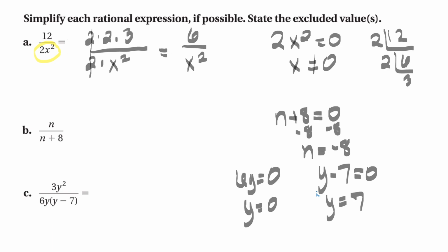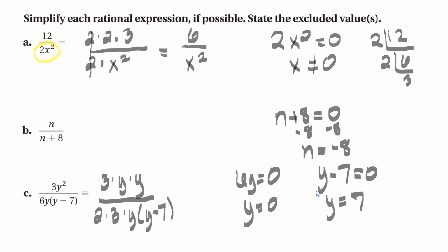Now we want to go ahead and simplify by factoring. So our numerator is 3 times y times y. Our denominator, we're going to factor out the 6y, so we're going to do the prime factorization of 6. So 6's prime factorization is 2 times 3 times y minus 7. Now I need to leave the y minus 7 in parentheses because that entire thing is a factor.